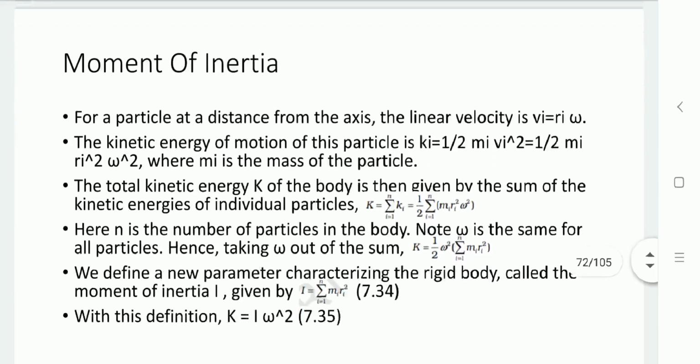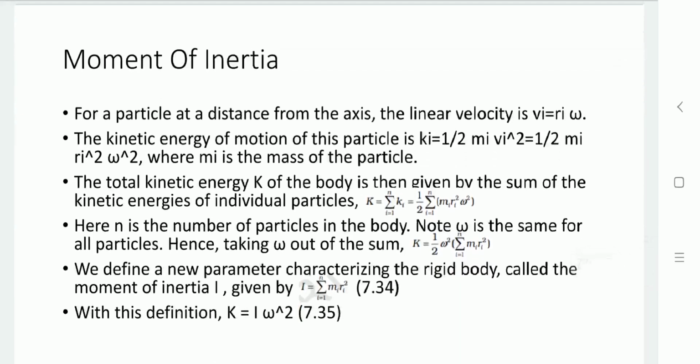Now let us understand another topic, moment of inertia. For a particle at a distance ri from the axis, its linear velocity is vi equal to ri omega. The kinetic energy of the particle is Ki equal to 1/2 mi vi square, and vi is ri omega. Let us substitute that. So kinetic energy Ki equals 1/2 mi ri square omega square.